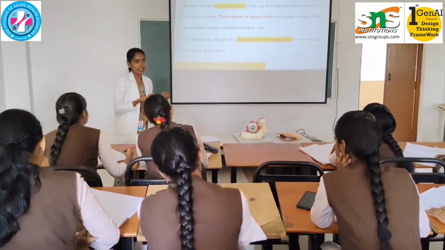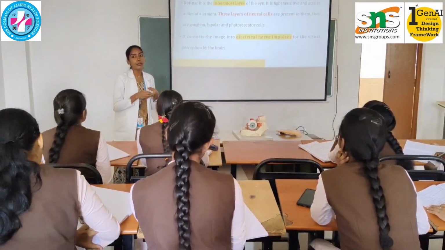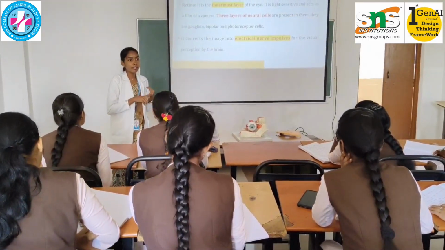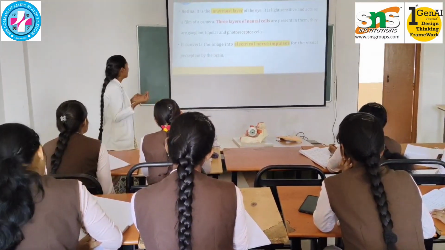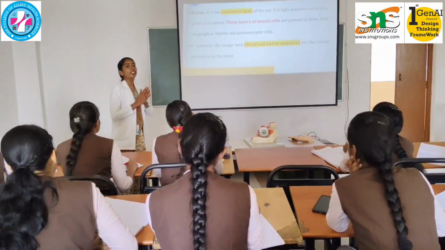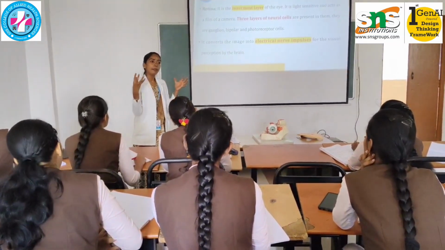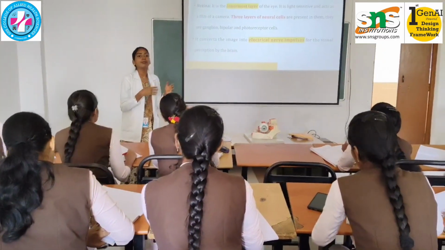The eye contains 3 fluid filled chambers. One is the anterior chamber, another is the posterior chamber, and the next is the vitreous chamber. The anterior chamber is present in the anterior, front region, the posterior chamber is present at the back of the eye, and the vitreous chamber is present between the lens and the retina. Next we are moving into photoreceptor cells.